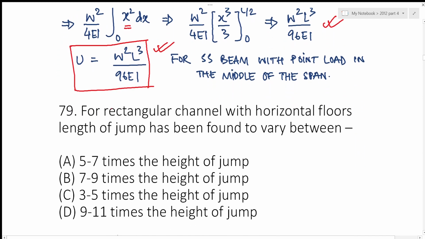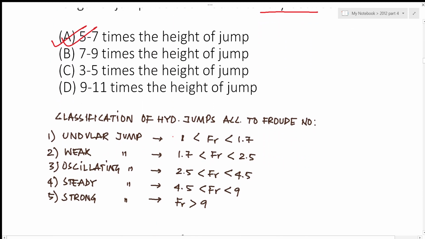Next question is, for a rectangular channel with horizontal flows, the length of jump has been found to vary between. The answer should be from 5 to 7 times. For a rectangular channel with horizontal flows, the length of jump has been found to vary between 5 to 7 times the height of jump. Also, hydraulic jumps are classified based on the Froude number.